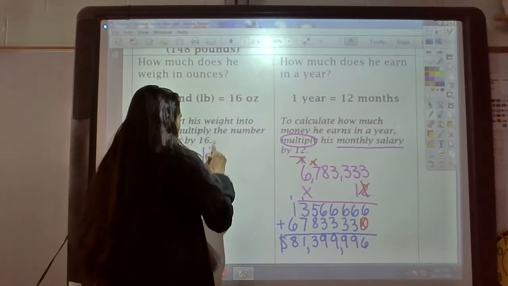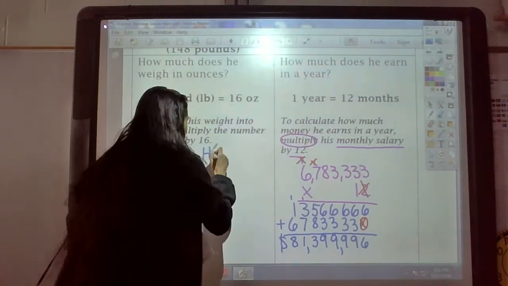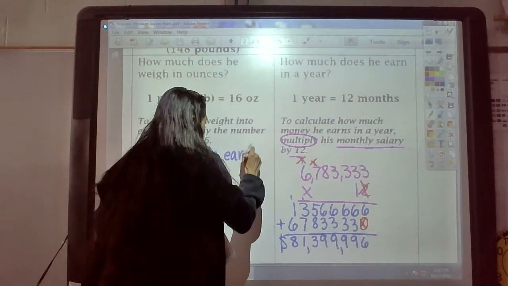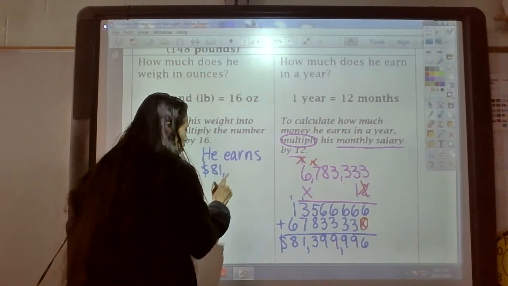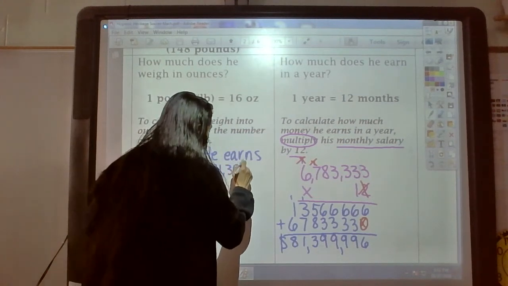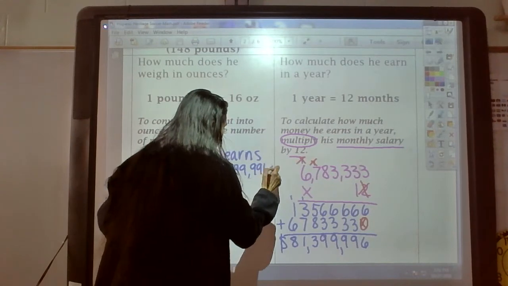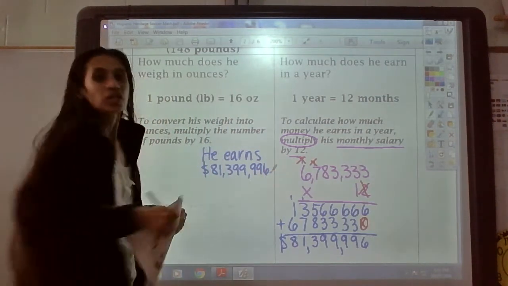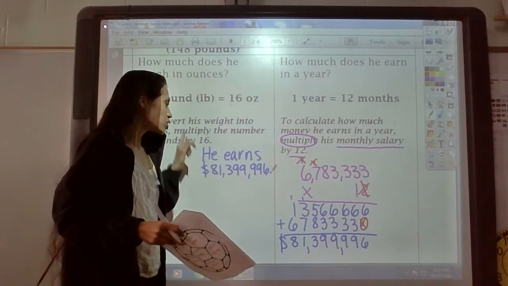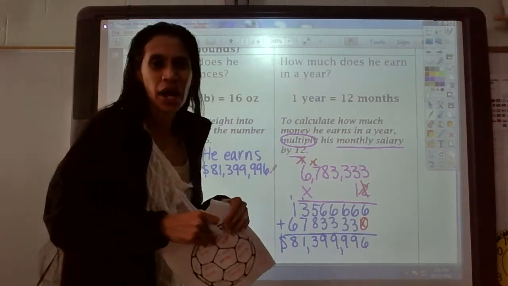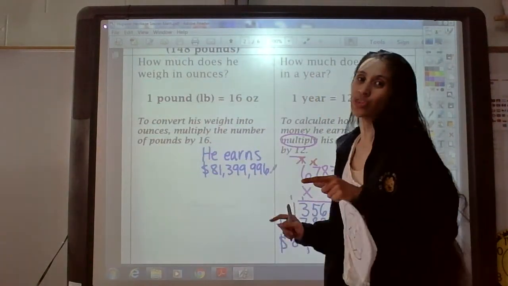Okay, read right here. How much does he earn in a year? He earns, and then write that number down, $81,399,996, period. You don't have to write the word dollars because, look, there's a dollar sign right there. So that's an easy sentence to write. I hope you wrote that down too. Make sure you always have your unit with your answers.